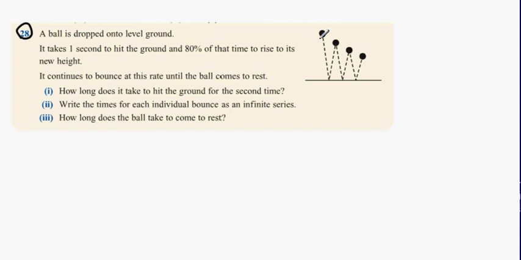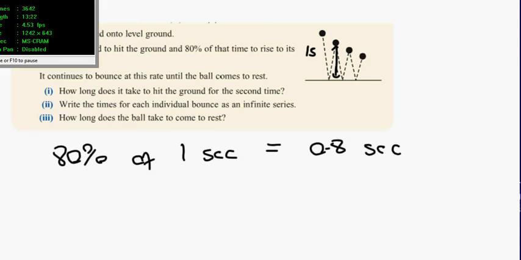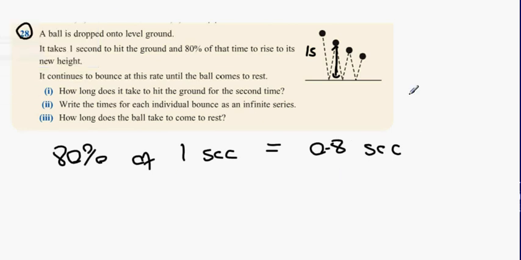So the ball bounces. It takes 1 second, and then it rises, taking 80% of that time to rise back up. So it takes the same amount of time to come up as it does to come down. So it takes 80% of 1 second, which is 0.8 of a second, to hit the ground for the second time. Okay, so that was actually 0.8 seconds more.